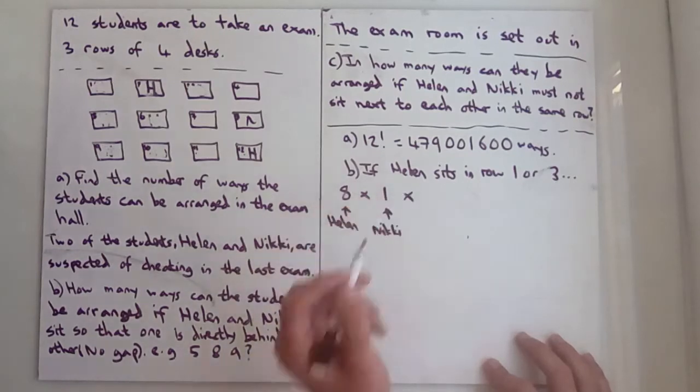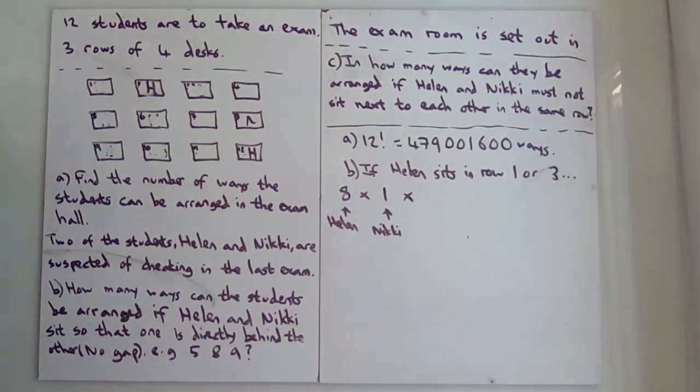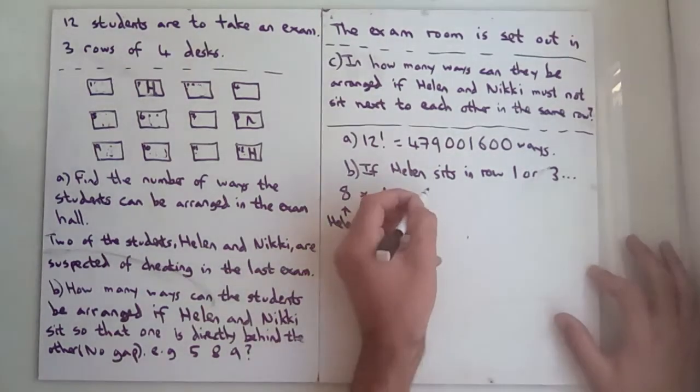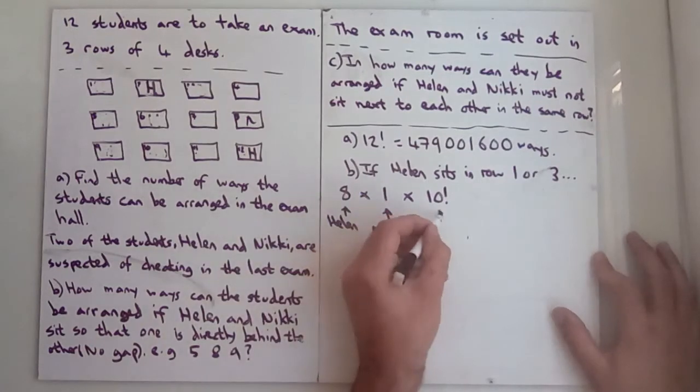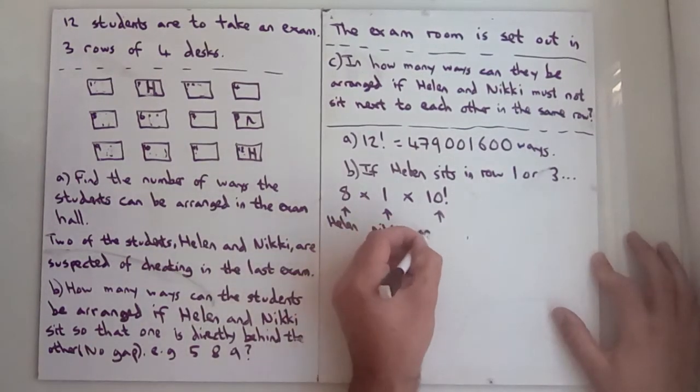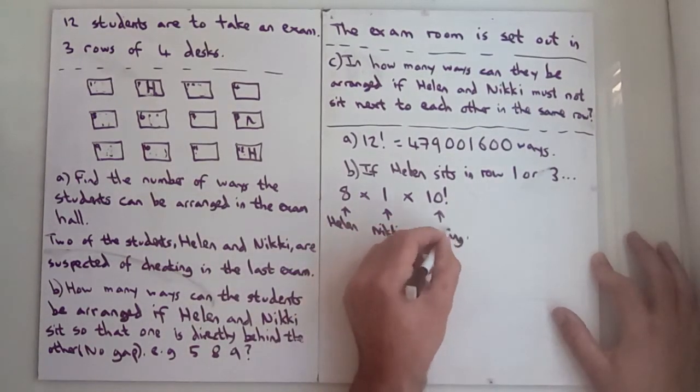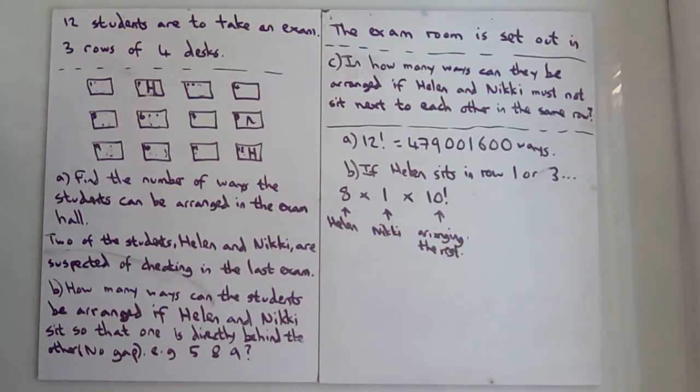Okay, so then you basically just got to seat everybody else. You've got 10 people to arrange around them, and there's 10 factorial ways you can do that. So this is just arranging the rest. Okay, so that's if she sits in rows 1 or 3.